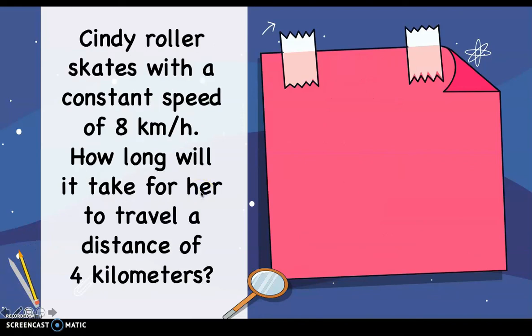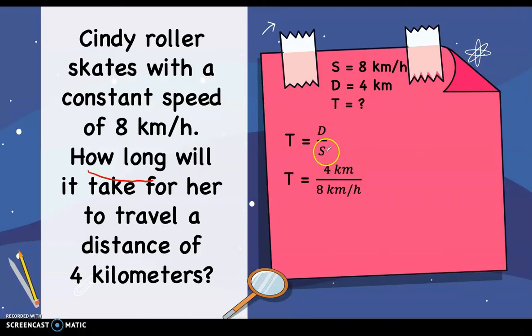Next, Cindy roller skates with a constant speed of 8 kilometers per hour. How long will it take for her to travel a distance of 4 kilometers? So the question is how long, then we're looking for the time spent for Cindy. So we have the distance, which is 4 kilometers, and the speed is 8 kilometers per hour. For the time, our formula is distance divided by the speed.